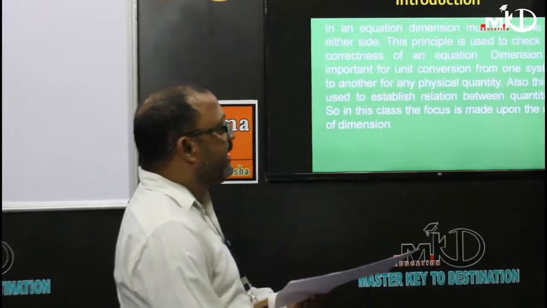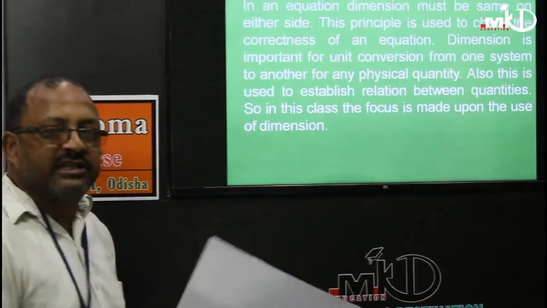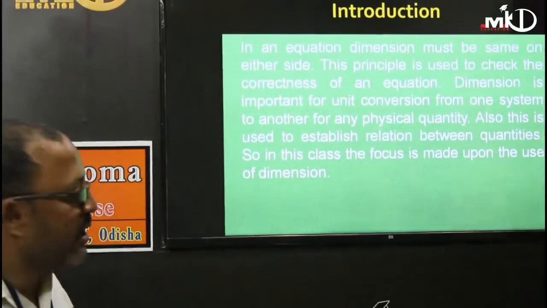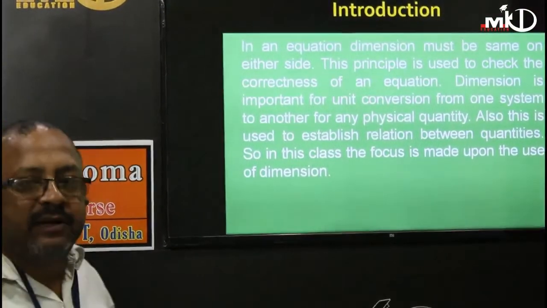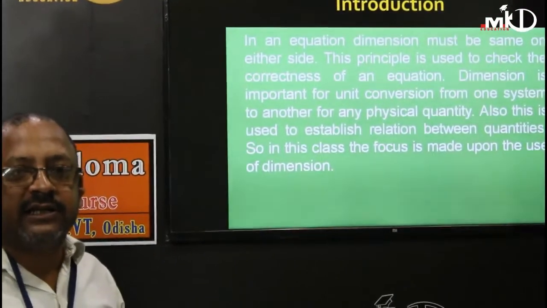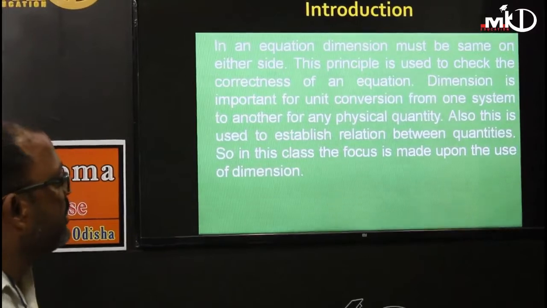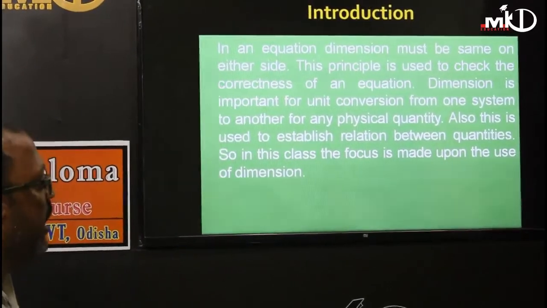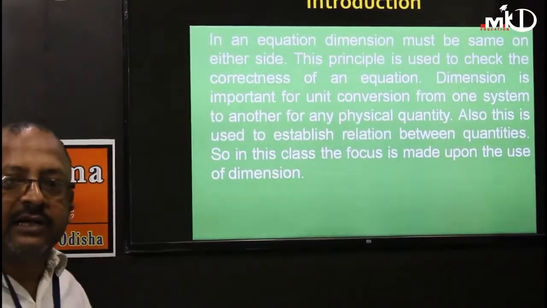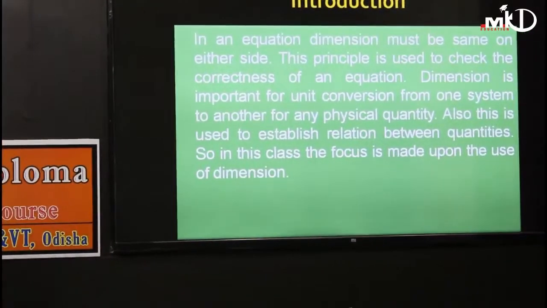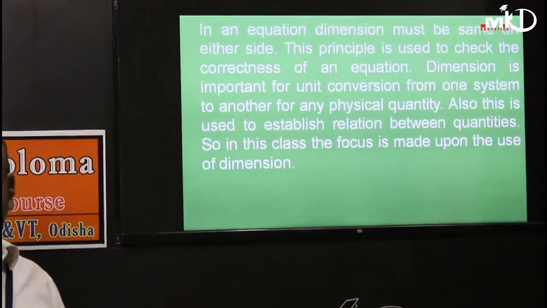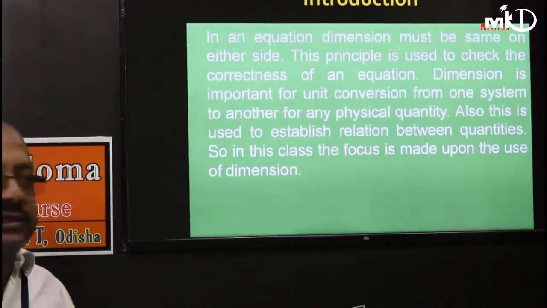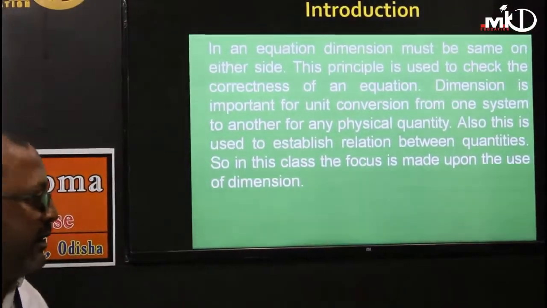Homogeneity means that in any mathematical equation or in physics equations, the dimension of the LHS, that is the left hand side, is equal to the RHS, that is the right hand side. This is called the principle of homogeneity. Any physical quantity expressed in terms of M, L, T, as I explained in the last class, is called the dimension of that physical quantity.